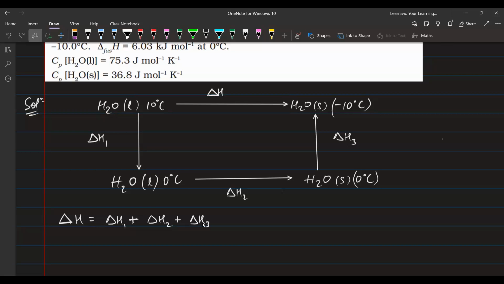See, in delta H1 we are cooling it. Does that make sense, yes or no? Yes. So delta H in this case, see here, we are changing the temperature from 10 degrees Celsius to 0 degrees Celsius. Just give me a second.